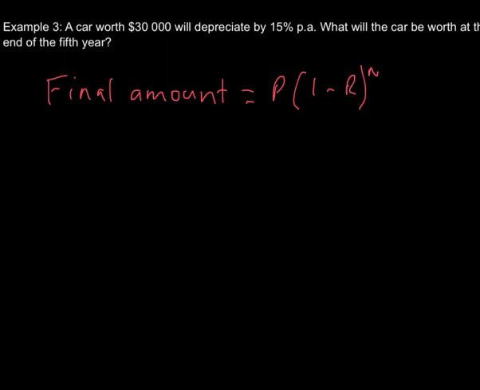Okay, I'm going to do this in blue now. So it equals the principal, $30,000, times 1 minus the rate, as a decimal, 0.15. And they want to know what it will be at the end of the 5th year, so to the power of 5. And we get $13,311 to the nearest dollar.